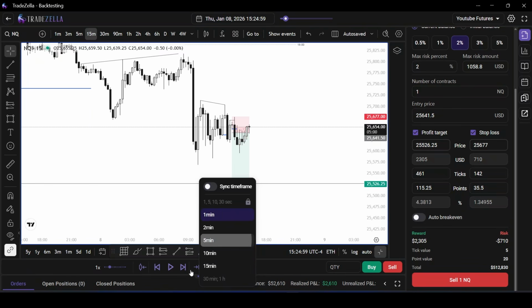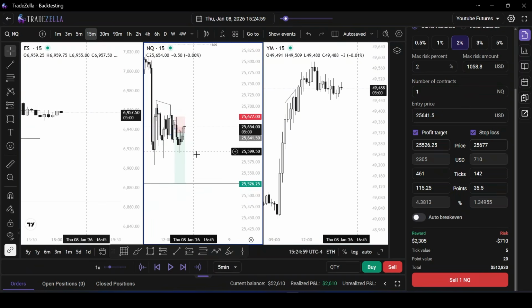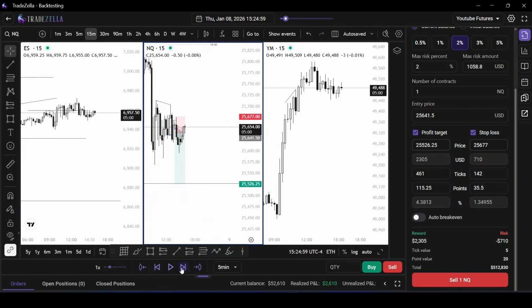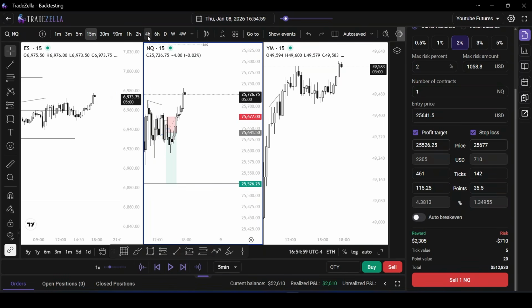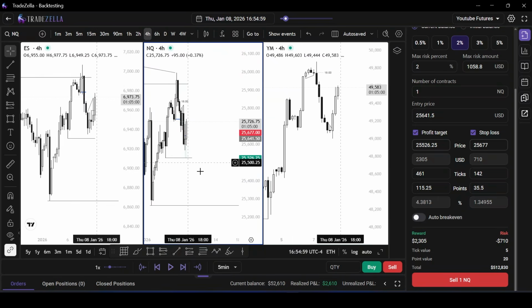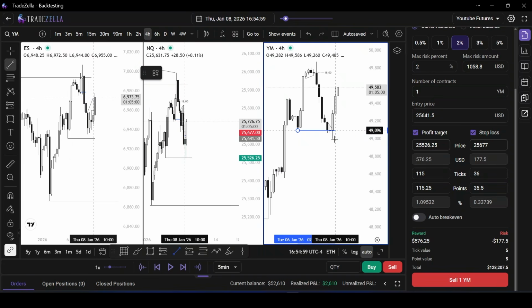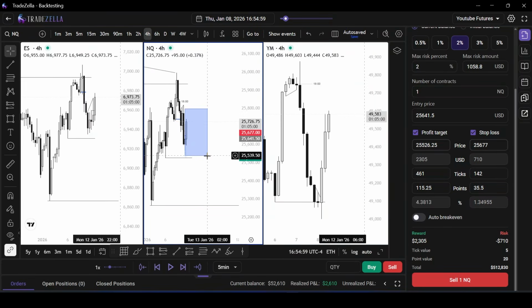Okay, take another one. Now I'm going to take a look at what the other assets are doing. So we're kind of wrong to anticipate price trading to this low, but we already mitigated that low here on YM. See that? So we're going to skip to the next day.